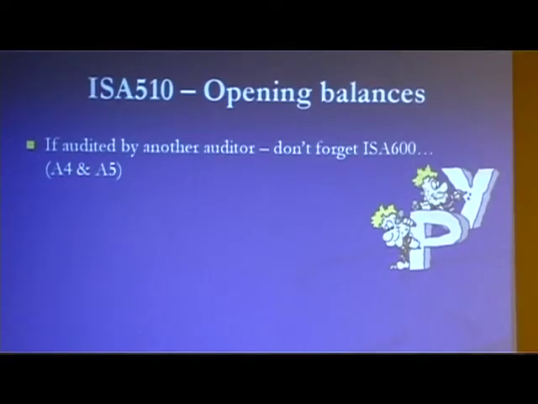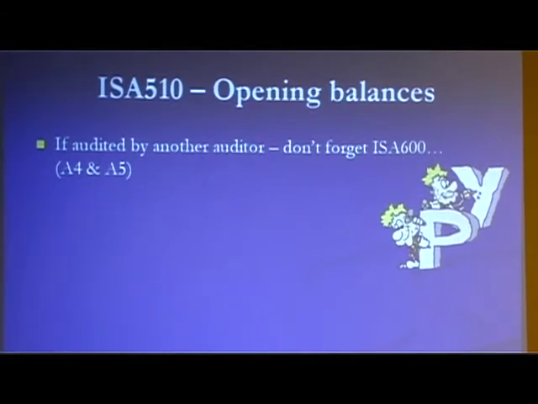Opening balances. Two main areas of emphasis here. The first one is that if the prior year balances are audited by another auditor, then essentially what you're doing is you're placing reliance on that other auditor, and you've got to then go to the guidance in ISA 600. Now be careful there. ISA 600 is worded the use of component auditors.